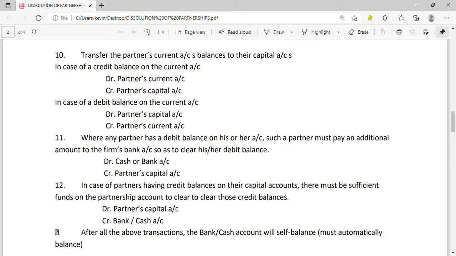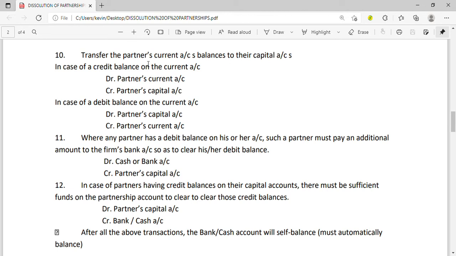Then transfer the partners' current account balances to their capital accounts. We have to transfer the partners' current account balances to their capital balances. The current accounts always show the transactions between the partnership business and the individual partners. And the capital accounts most of the time show the capital contribution of the partners and the additional capital that is brought into the business.